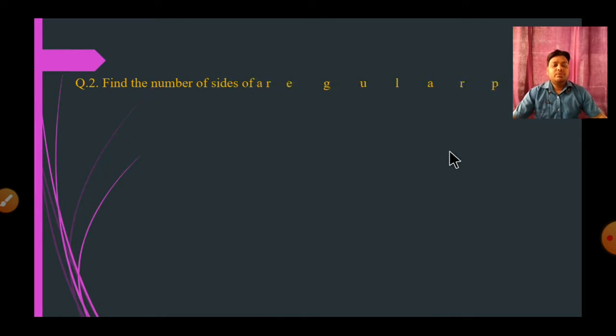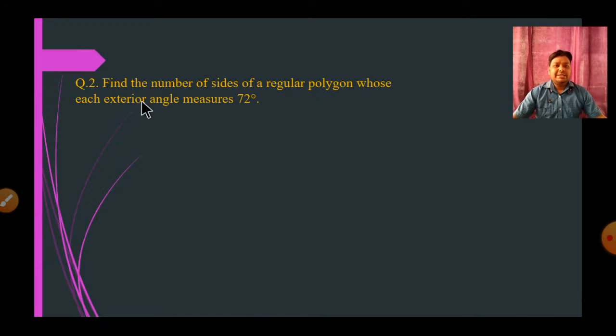Now we have to find the number of sides of a regular polygon whose each exterior angle measures 72 degrees. Here you can see that the exterior angle is given, 72 degrees. Okay, students, since the exterior angle is directly given, we can directly apply the number of sides formula.